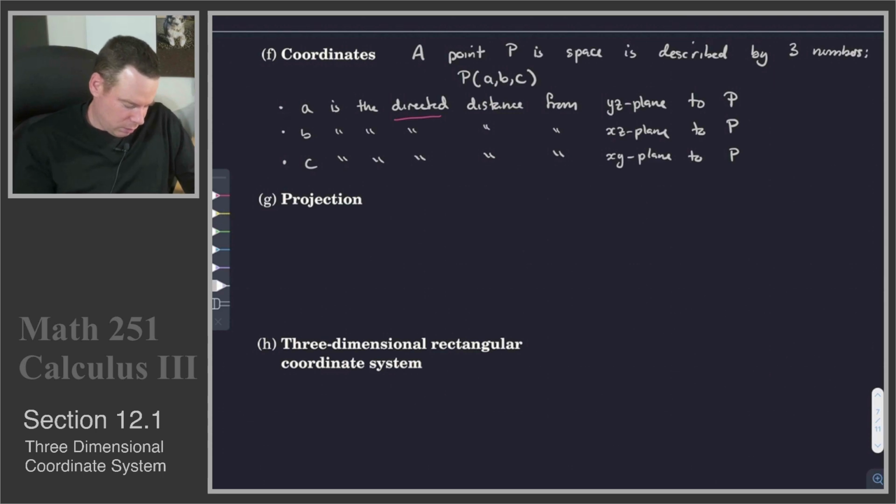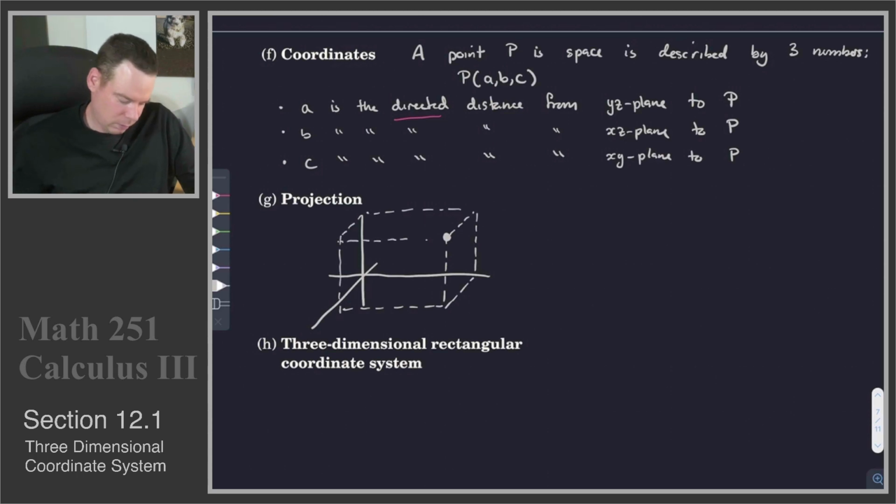How about projection? Well, we can redraw our picture down here. We'll redraw that picture of our point, and we had this rectangular box that allowed us to figure out where the point is. Okay, so there's our rectangular box. And what the projection is for this point P is basically the shadow that it casts on each of the coordinate planes.